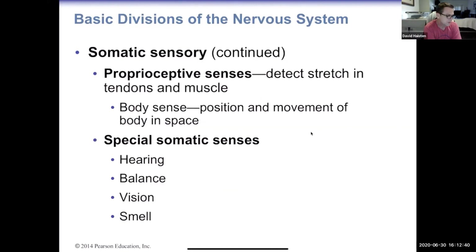Proprioception is also somatic sensory. It detects stretch in tendons and muscle and what's happening in joints. What that does is give you a body sense, the position and movement of your body in space. Special somatic, definitely not smell. These three: vision, hearing, and balance. Hearing and balance are tied together. The organs for this are right next door to each other in the petrous part of your temporal bone.